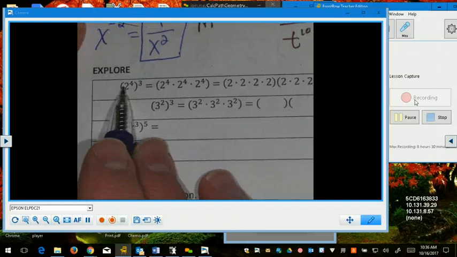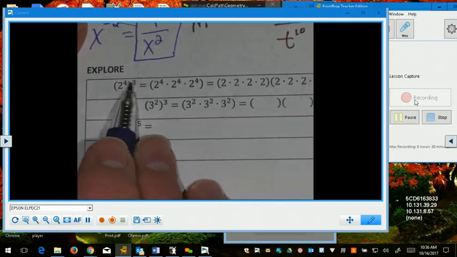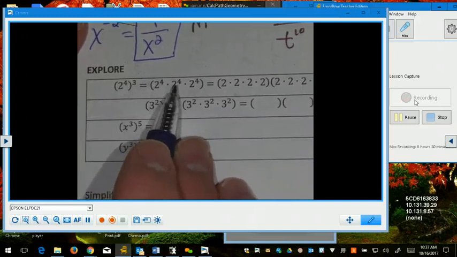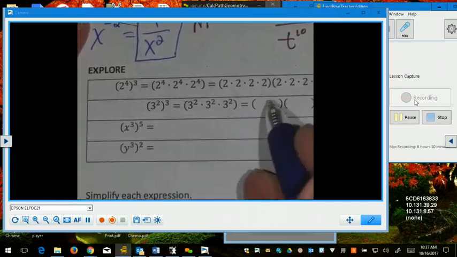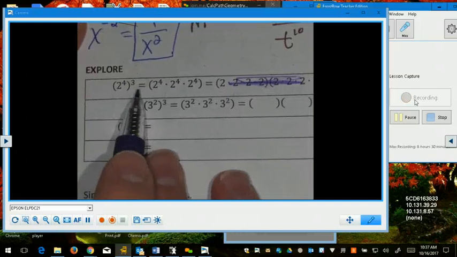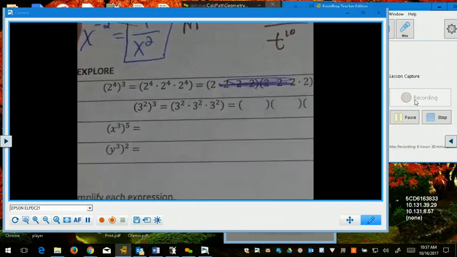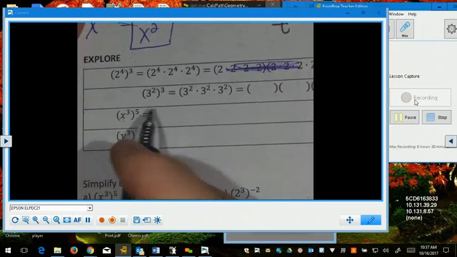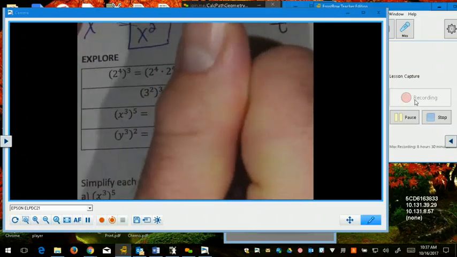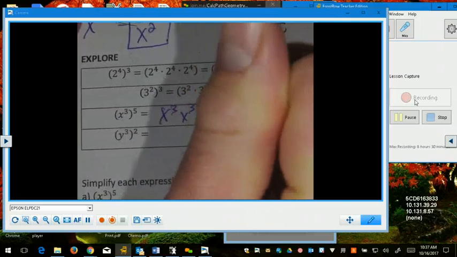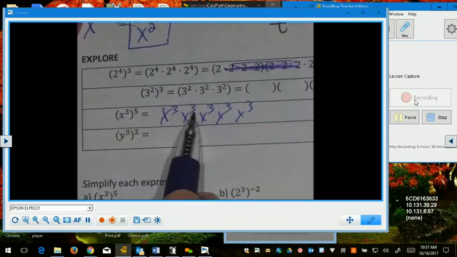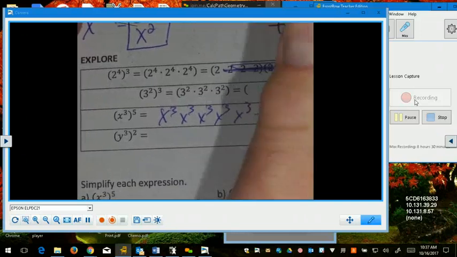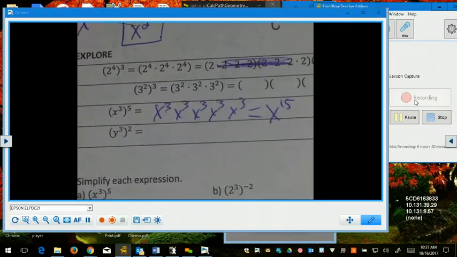We have 2 to the 4th raised to the 3rd power. So it's 3 factors of 2 to the 4th. 2 to the 4th times 2 to the 4th times 2 to the 4th, which I'm going to skip because we already know what that means. Add the 4s. That's 2 to the 12th. X cubed to the 5th is 5 factors of x cubed. 3 and 3 is 6, and 3 is 9, and 3 is 12, and 3 is 15. This is x to the 15th.